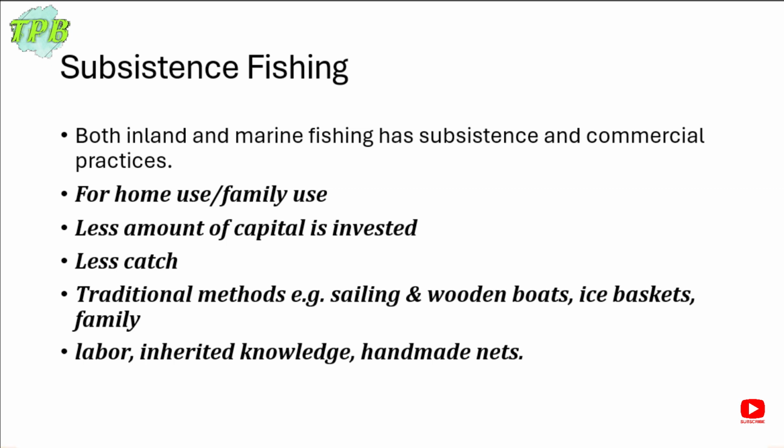There is less amount of capital which is required and invested into subsistence fishing. The catch amount is less, in some kilograms, and sometimes on unlucky days there can be no catch as well. In traditional method, sailing or wooden boats are used. Ice baskets are used to preserve the fish, and mostly family members go together for hunting the fish. The labor is family based. They don't hire any labor. The knowledge is transferred from father to son, and they use mostly hand woven nets.